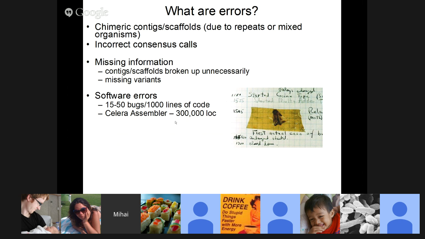a professional software engineer. And a lot of the assembly code is written by postdocs, essentially people without a formal training in software development. So the number of software mistakes can be even larger. So the question is, how do we really figure out, when I'm looking at an assembly, that the assembly is correct, given that I know that there are a lot of problems with both the data provided to the assembler and with the software that implements the algorithms?